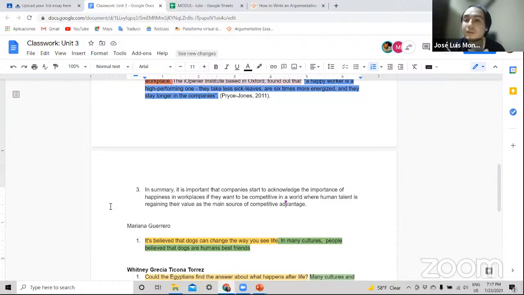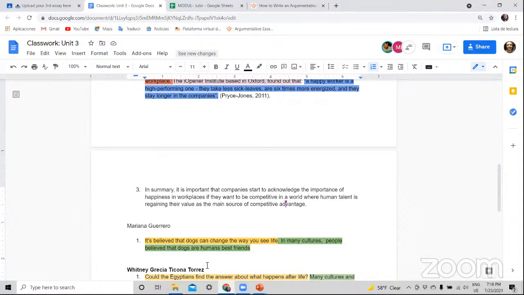I think you have something over there, Melissa. Let's read what you have as your first part of your conclusion, please. Okay, teacher, I have this. In summary, it is important that companies start to acknowledge the importance of happiness in workplaces if they want to be competitive in a world where human talent is regaining their value as the main source of competitive advantage.